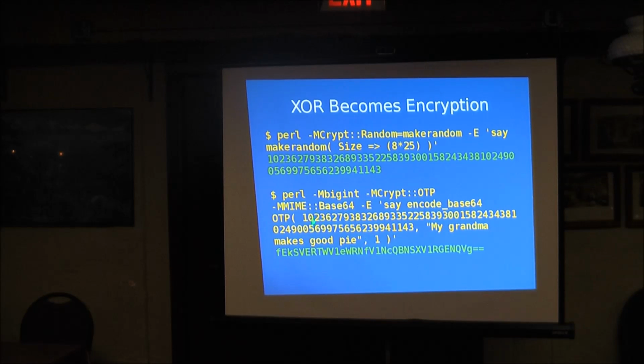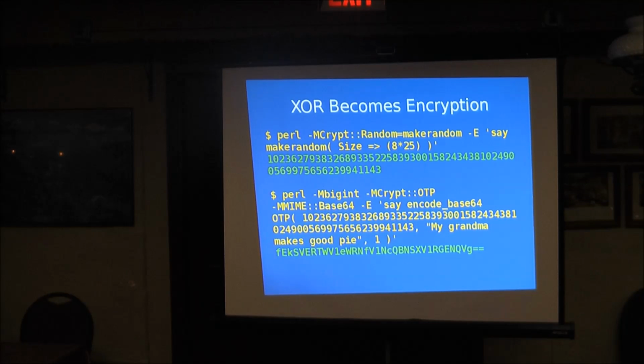And so we just take the random number we generated up here, run it through OTP, and my grandma makes good pie. The one here just says that it's going to run off this string rather than using this as a file name. And then we get our output, and then we could decrypt this just by undoing the base 64 and then XORing it with exactly this same number.